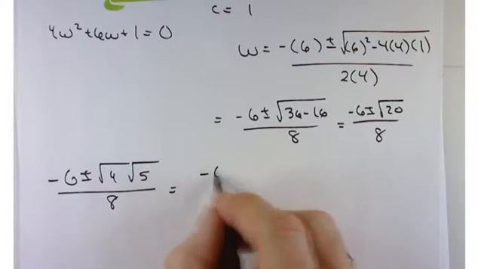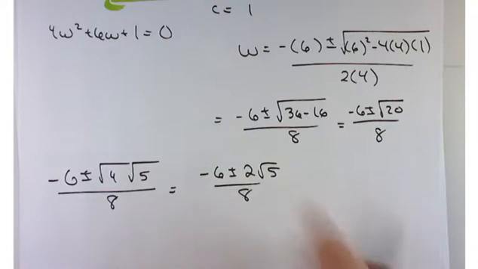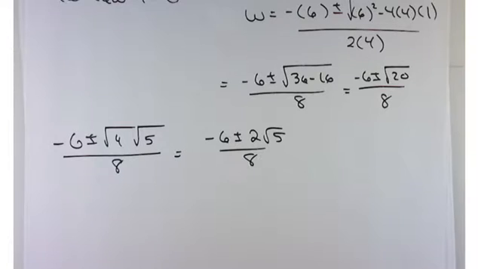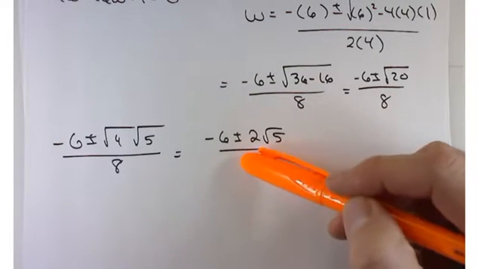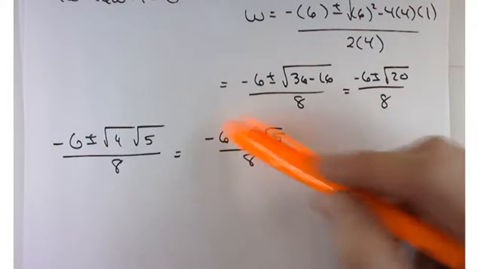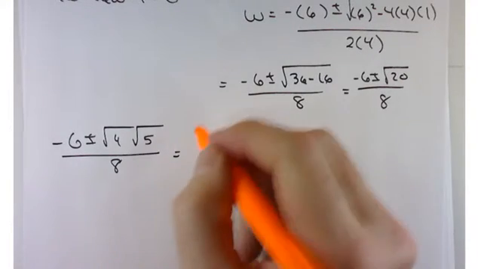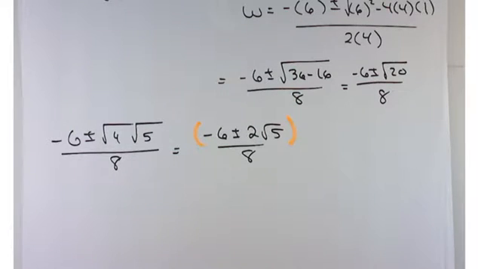So we get negative 6 plus or minus 2 square roots of 5 over 8. It's really tempting, and I know it, I understand it, but please fight it. It's really tempting to say, oh, look, hey, I can cancel the 2 and the 8, or the 6 and the 8. Not really. These terms are joined in a mathematical union. They're adding and subtracting each other. You can't cancel into the parentheses.